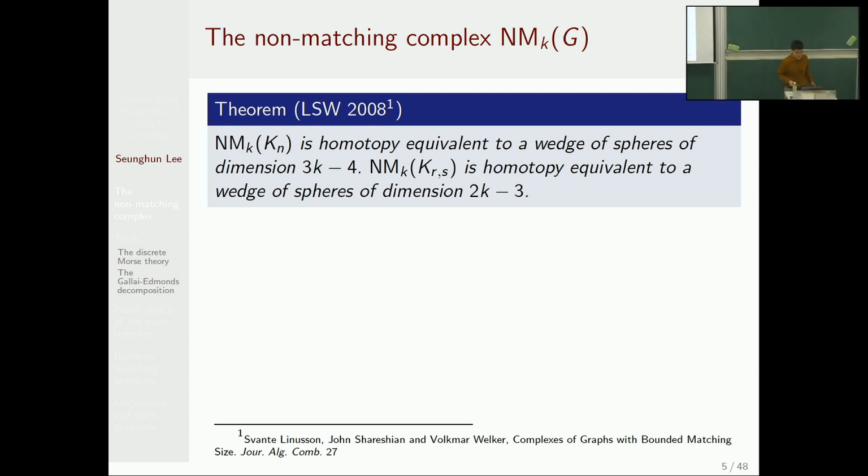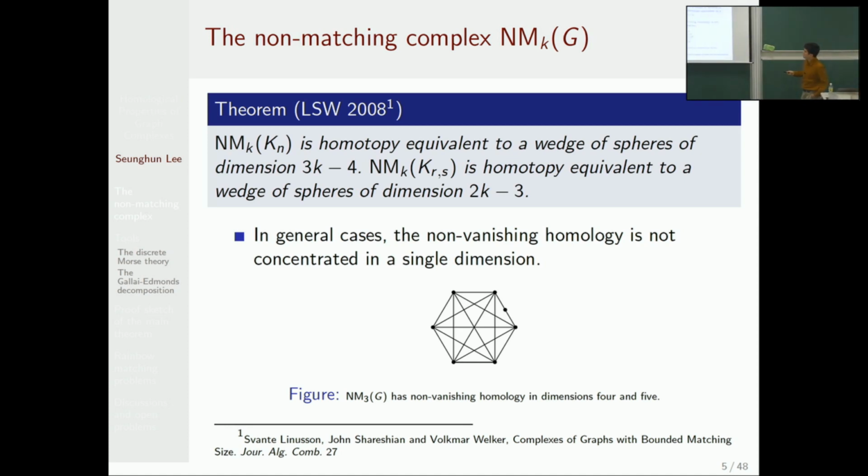But for general graphs, it does not hold. For example, there is the following example, which could be generated by computer software. In general, the non-vanishing homology is not concentrated in a single dimension. For this graph, the non-matching complex for k equals 3 has non-vanishing homology in dimensions 4 and 5. So in other words, it is somewhat hard to directly generalize this result.